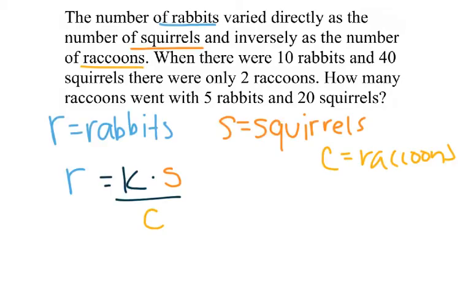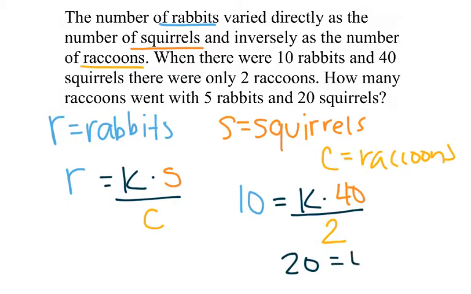Okay, so here's what I did. Because we have two variables that R could represent, I chose R for rabbits, and then C for raccoons. You can do whatever you want to, it doesn't matter. Now I'm going to use the second sentence to find out what K is. I'm going to multiply both sides by 2, and then divide by 40, so K is 1/2. So now I'm going to replace my K with 1/2.